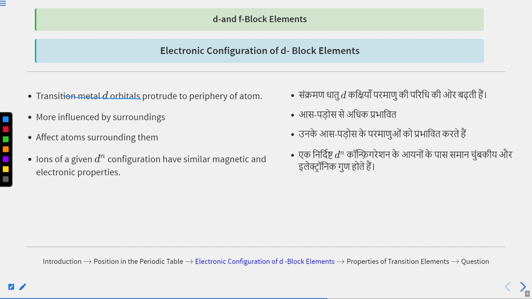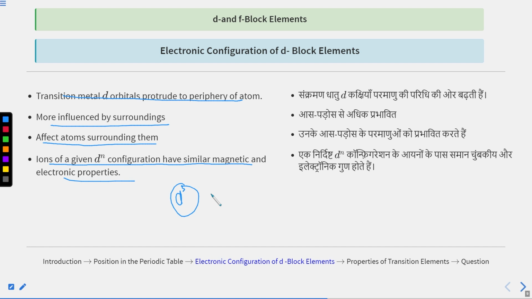Now, transition metal d orbitals protrude to the periphery of the atom, so they are more influenced by the atoms surrounding them. Ions of a dn configuration have similar magnetic and electronic properties. So it is being said that since the d orbitals are present on the periphery, just on the boundary of the atom, for that reason they are affected by the surroundings. And if suppose 3 elements have the same d3 configuration, then they all will have the same electronic and magnetic properties. So this is very important.